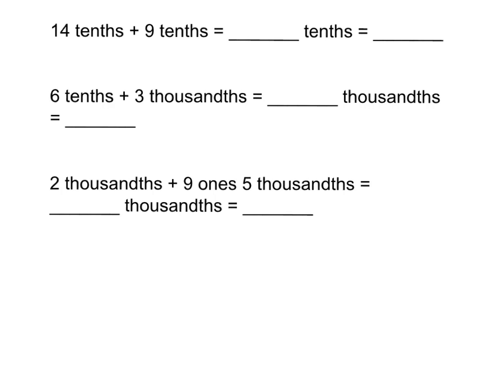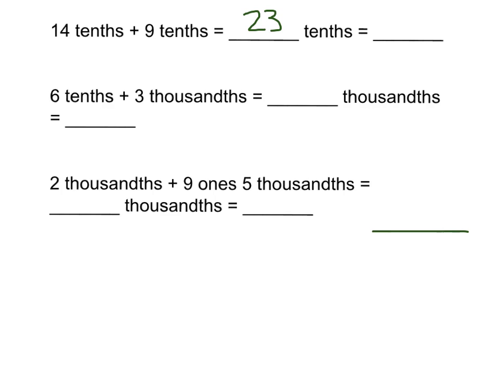So my first problem here, I have 14 tenths plus 9 tenths, and how many tenths is that, and what is that written in standard form. If I have 14 of something and then 9 of something, I end up with 23 of something. So I have 23 tenths.